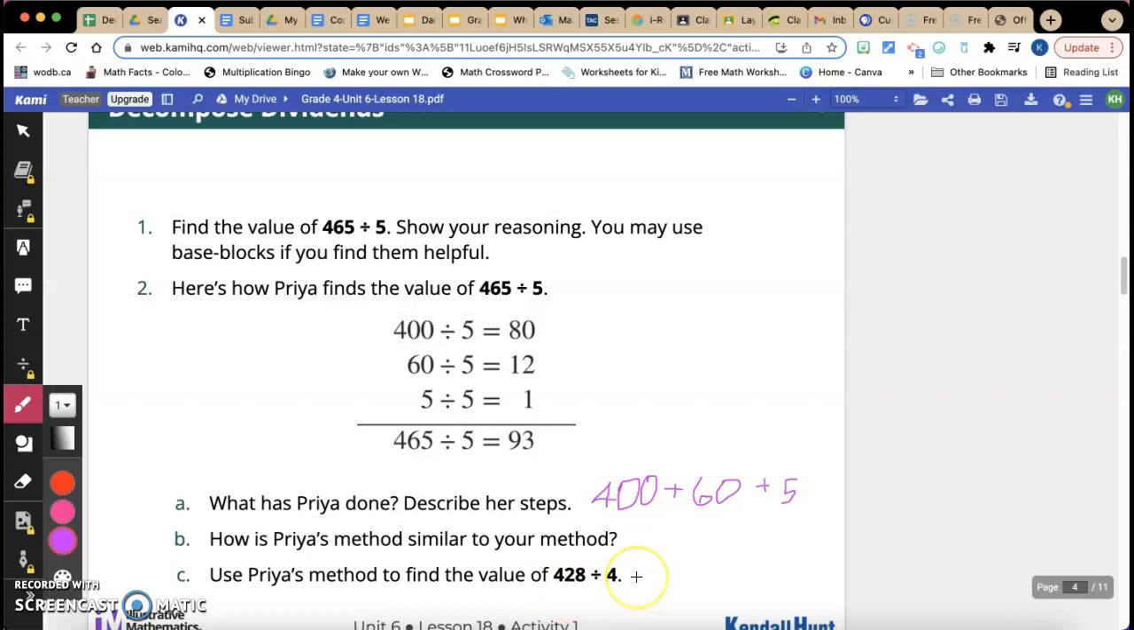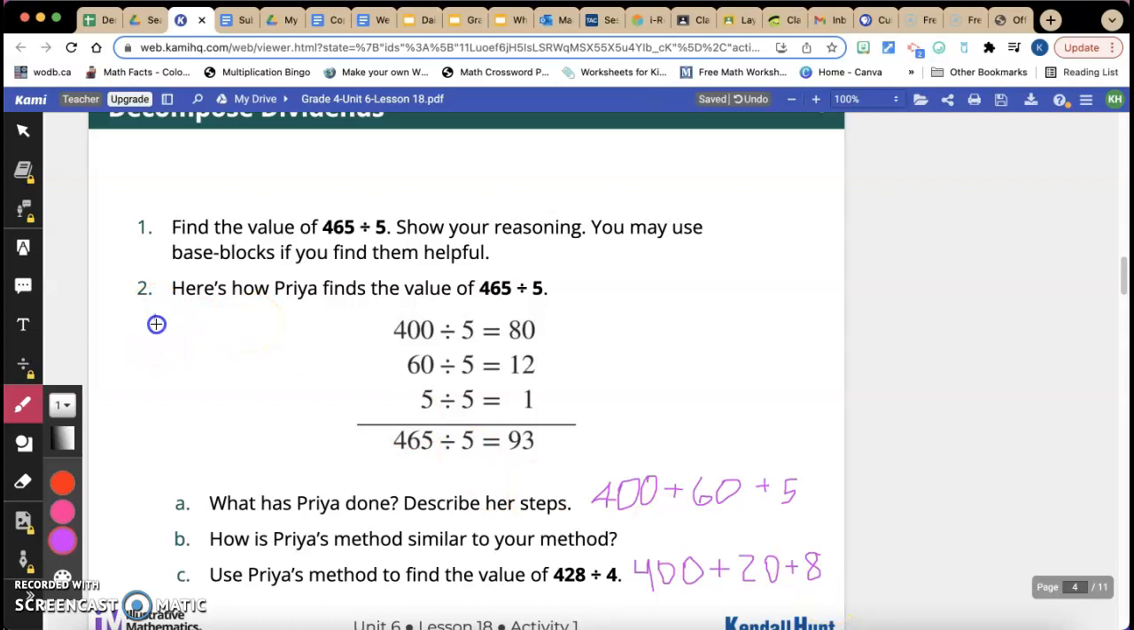So if I do 428 in expanded form, raise your hand if you know what 428 in expanded form is. 428 in expanded form is 400, 20, 8. And how many parts are we splitting each of these expanded forms into? We're splitting each of them into 4 parts.